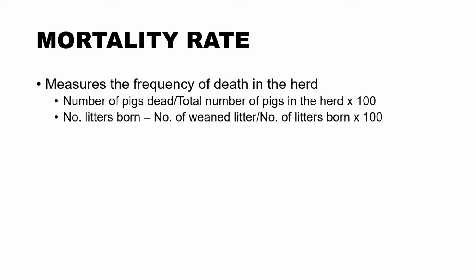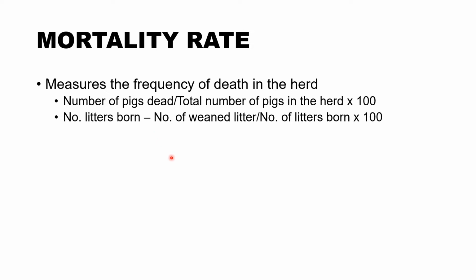Now, another one is the number of liters born minus the number of weaned liters divided by the number of liters born times 100. Because you could assume that from the time the piglets are born up to the time that they are weaned, you can assume that some will really die. So, you can compute for the mortality rate.